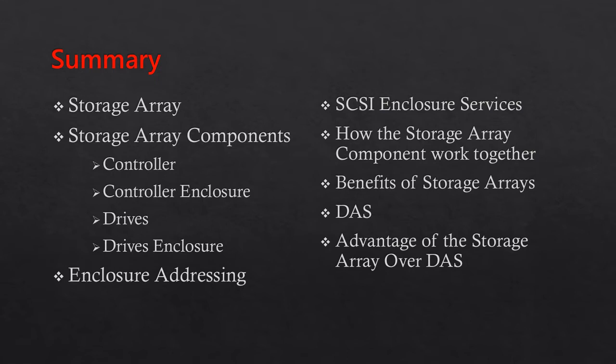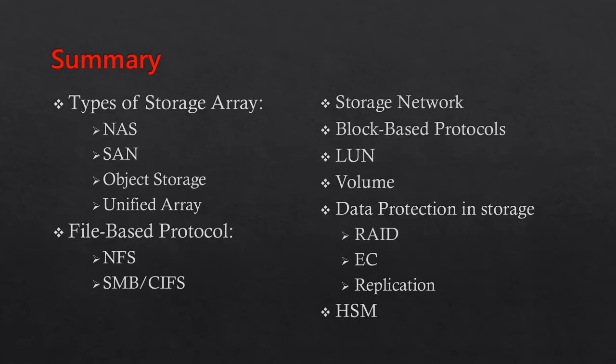After looking at the components of the storage array, we saw how these components work together. We then saw the benefits of storage arrays. We also looked at what direct attached storage, or DAS, is, and then we looked at the advantages of the storage array over direct attached storage. Next, we looked at the types of storage arrays: network-attached storage or NAS, a storage area network or SAN array, and unified array.